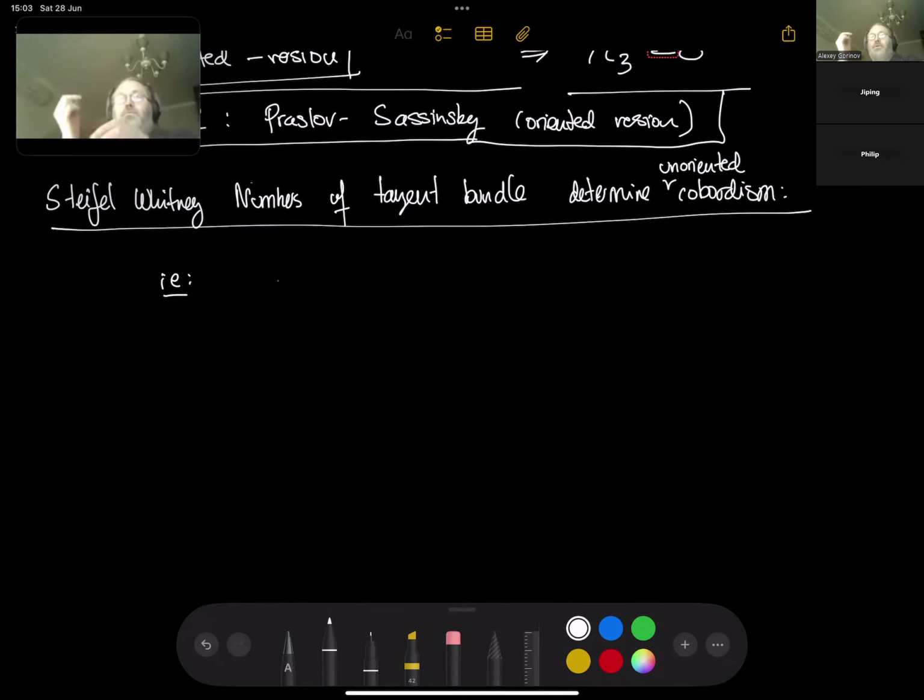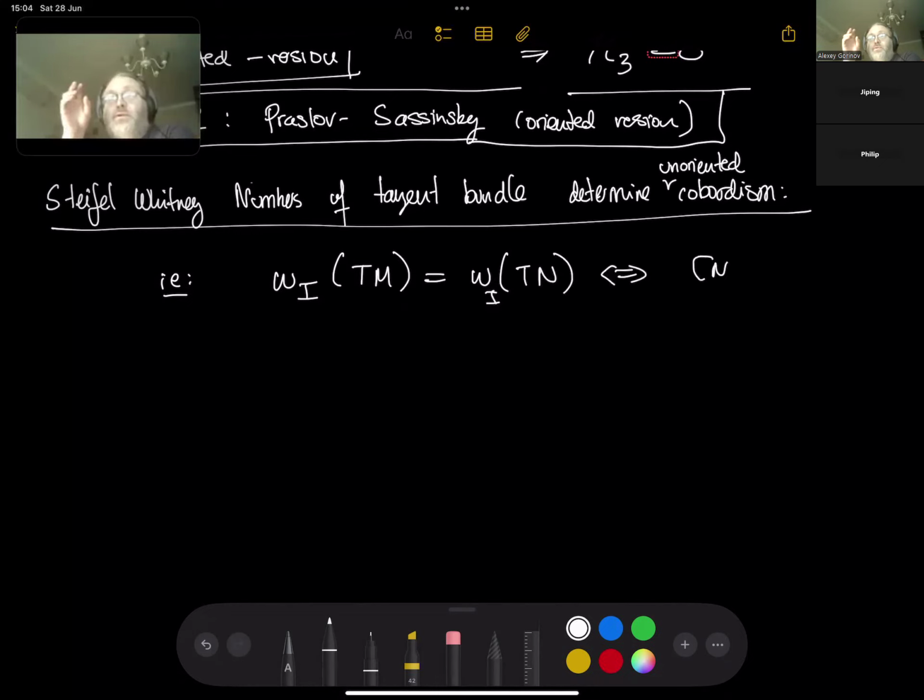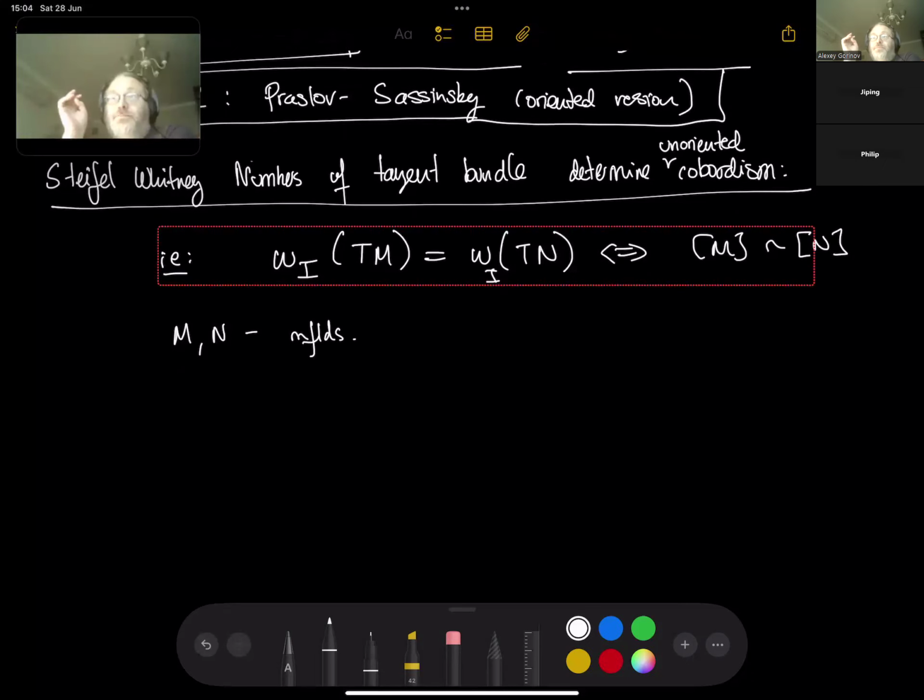And before I forget, there's a similar theorem in the oriented case. Stiefel-Whitney numbers and the Pontryagin numbers determine the oriented cobordism. But it's sort of more difficult to prove.